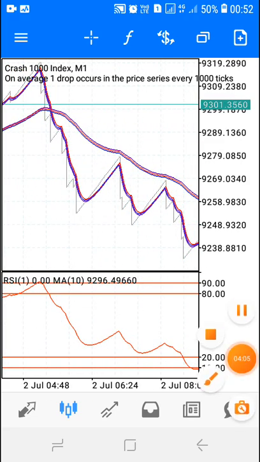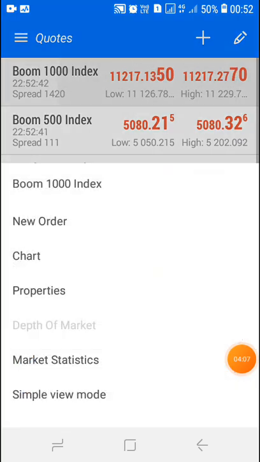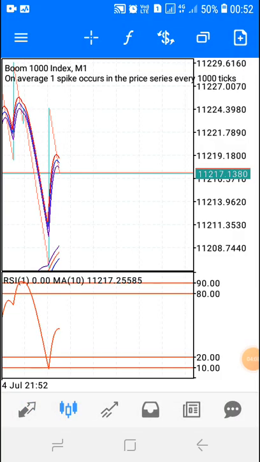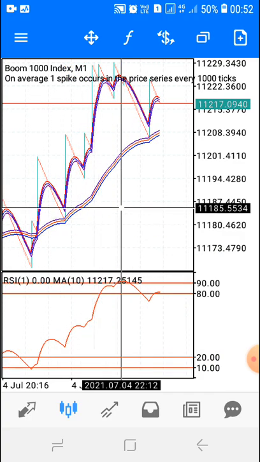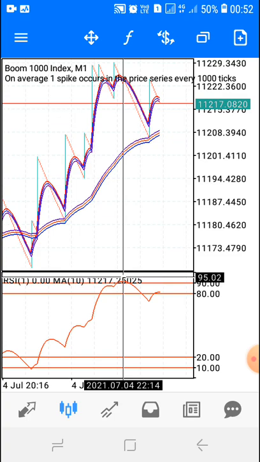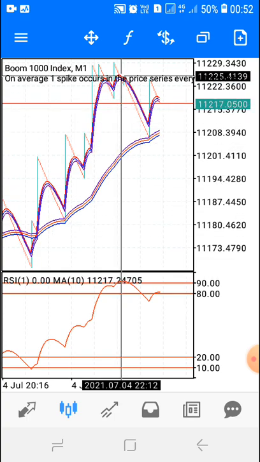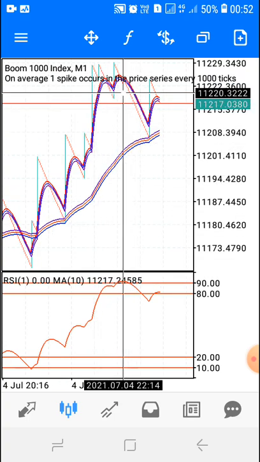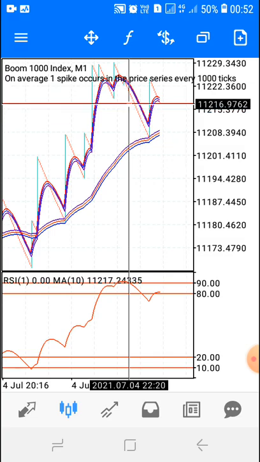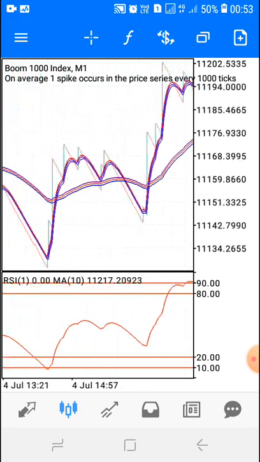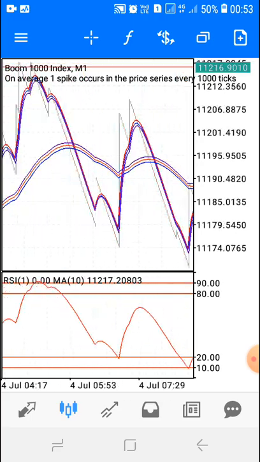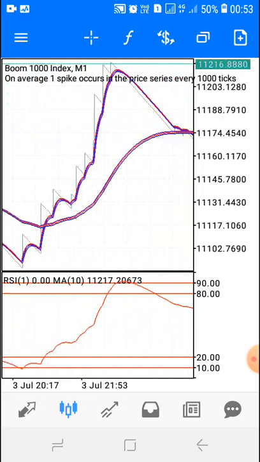I'm just going to show you how to use this on Boom 1000 as well, and then I'm going to skip over the video. You can see the market was here, then we had this small consolidation over here. Now what do we do here? We don't enter, we don't trade at that point. We need where the market doesn't consolidate.